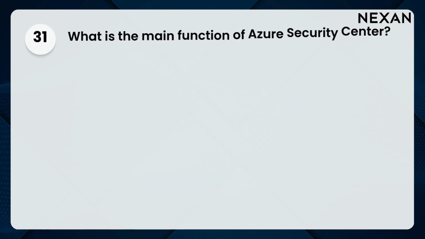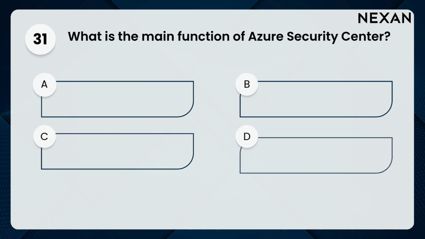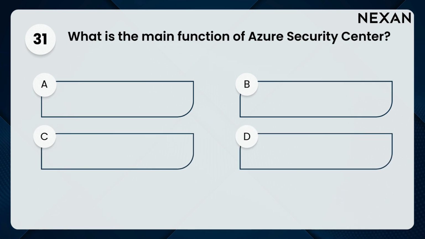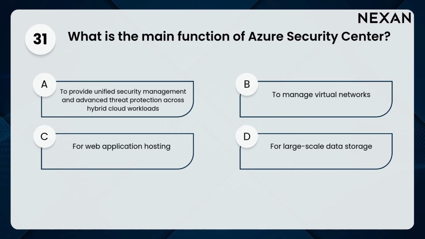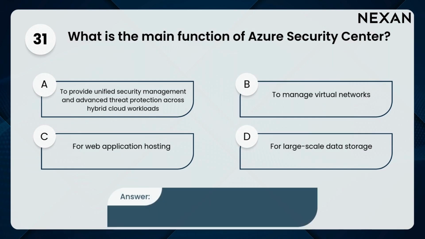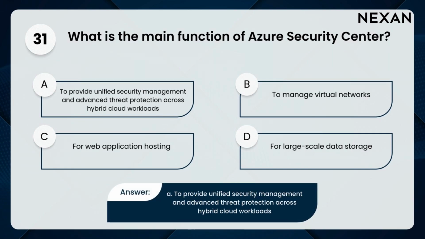31. What is the main function of Azure Security Center? A. To provide unified security management and advanced threat protection across hybrid cloud workloads. B. To manage virtual networks. C. For web application hosting. D. For large-scale data storage. Answer. A. To provide unified security management and advanced threat protection across hybrid cloud workloads.